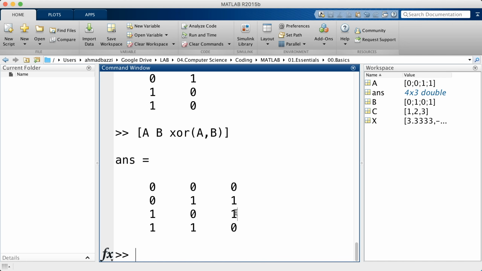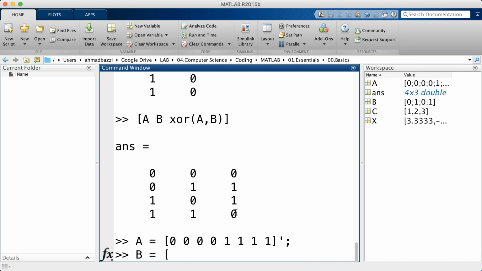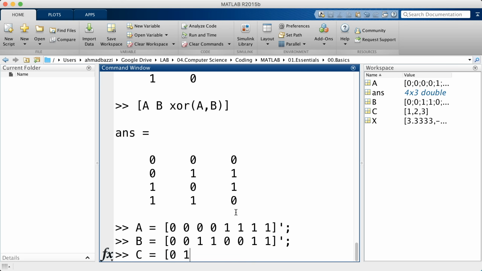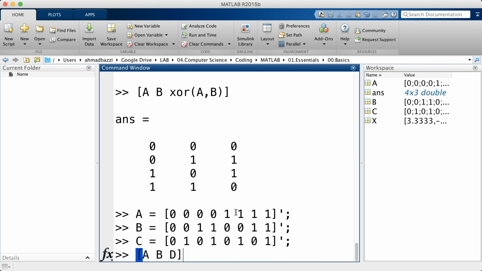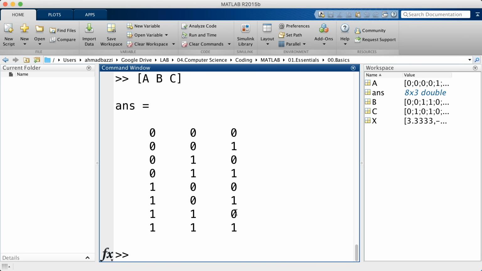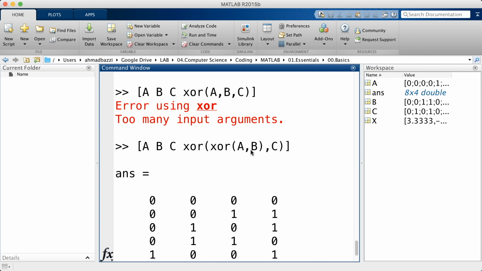Let's see this with 3 inputs, so A in that case would be such, B would be, and C would be 0, 1. Stack them next to each other to see the truth table for 3 variables. Let us take a XOR of 3 variables. So I took the output of XOR A and B and XORed it again with C.